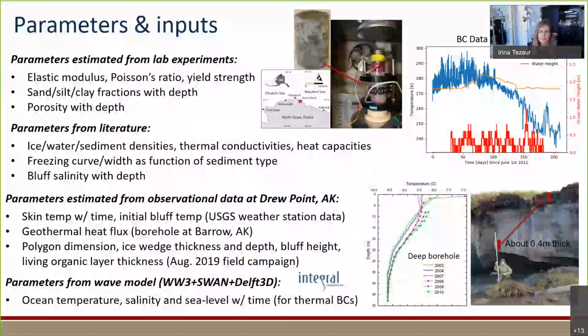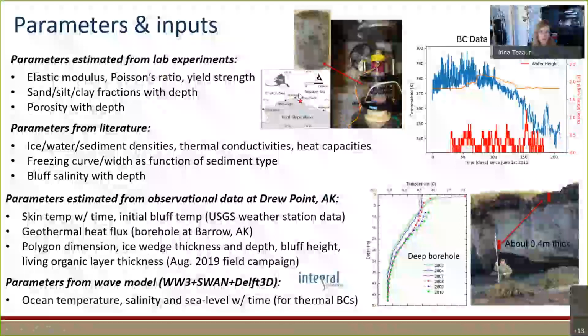So this would be things like strength, Young's modulus, Poisson's ratio, porosity of the permafrost, things like that. And so these were done by Charles Choens at Sandia's geomechanics laboratory down in New Mexico. And the samples came from Drew Point. So that's where the star is up in northern Alaska. That's just the location we're currently targeting with the microscale model.